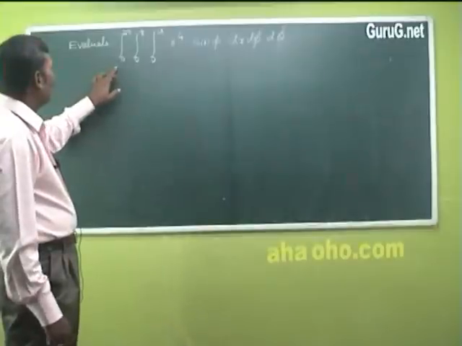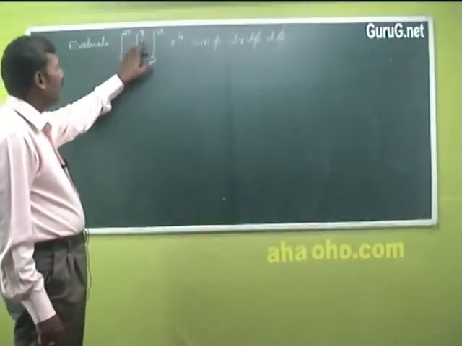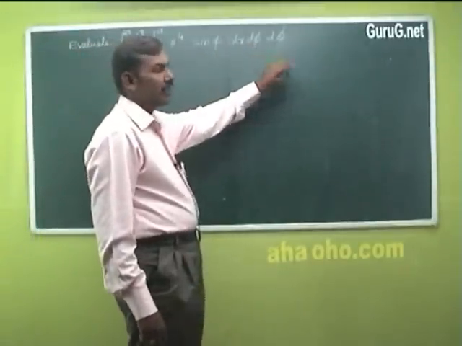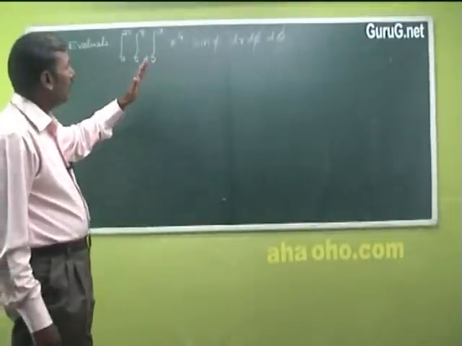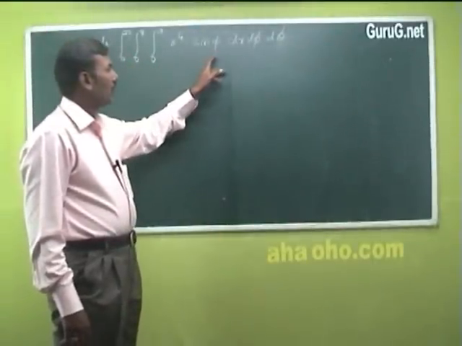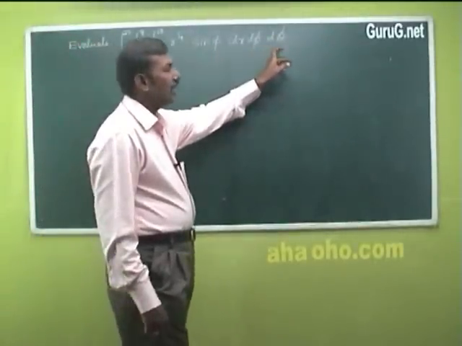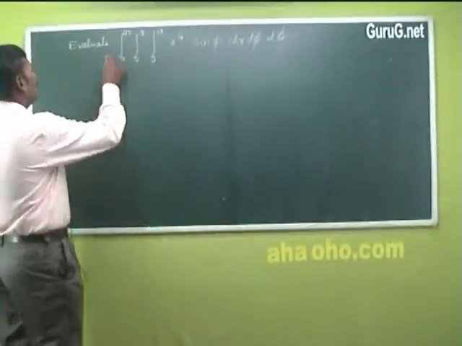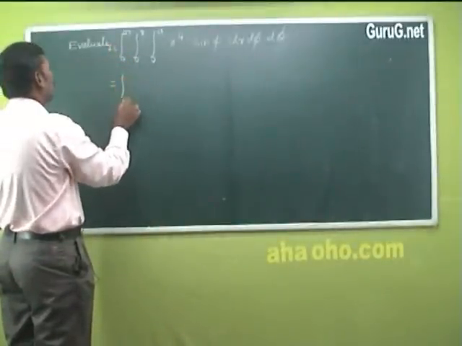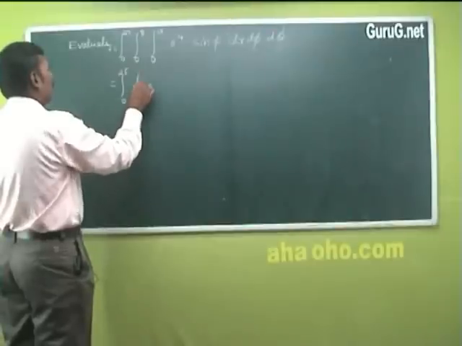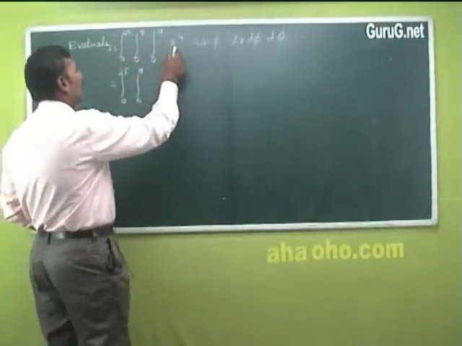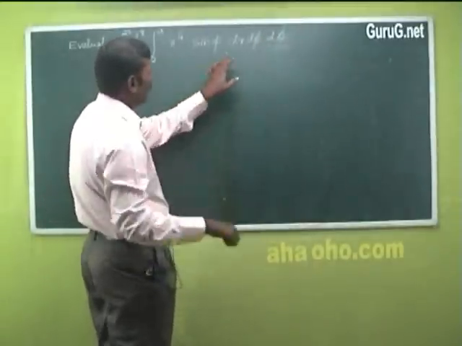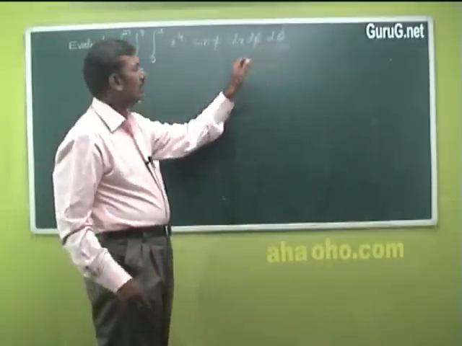The next problem. Evaluate integral 0 to 2 pi, 0 to pi, 0 to a, r power 4 sin phi dr d phi d theta. Now instead of x, y, z, they have given r, phi and theta. So same procedure. Let I equal integral 0 to 2 pi, integral 0 to pi. What will be the order now? dr, d phi, d theta: integrate with respect to r, then phi, and then theta.